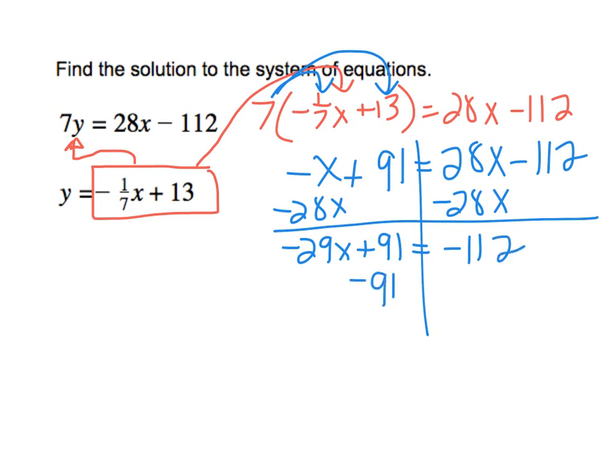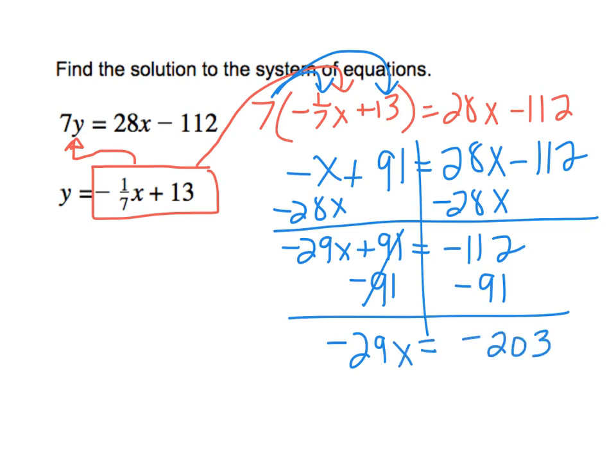I'm going to subtract the 91 from both sides, and my 91s cancel out, leaving me with negative 29x equals negative 203. And then my final step is to divide both sides by the negative 29, and I get that x equals 7. So now I have an actual value for x.